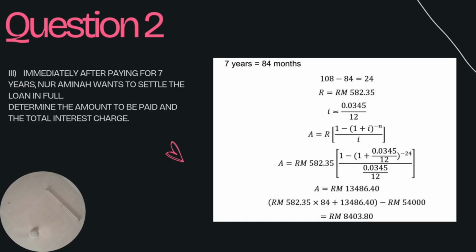After that, 582 ringgit 35 cents multiplied by 84 plus 13,486 ringgit and 40 cents minus 54,000, which we got 8,003 ringgit and 80 cents.